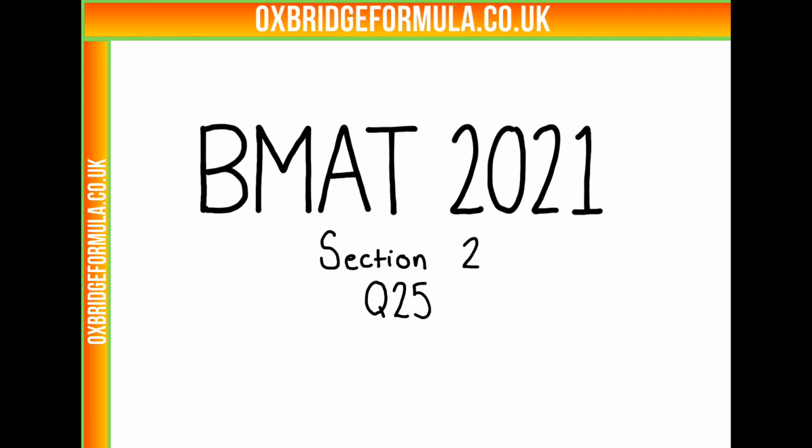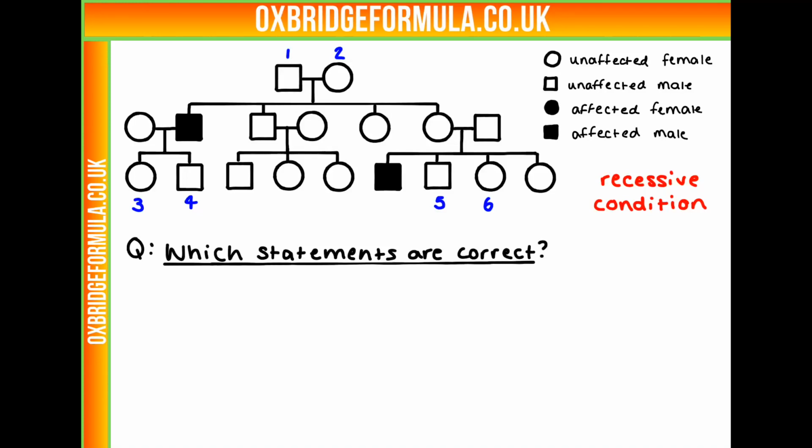This is BMAT 2021, Section 2, Question 25. Here we have a family tree showing different individuals for a recessive condition. If the box is shaded in, they are affected, so we have 2 affected males here, and everyone else is unaffected. And we have a few statements, we need to work out which ones are correct.